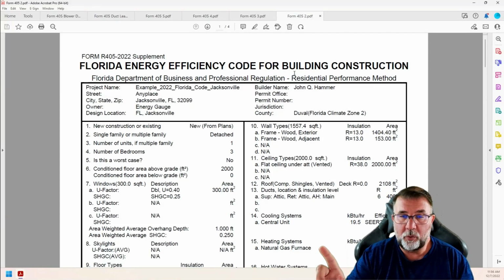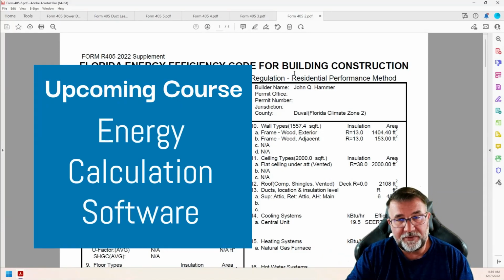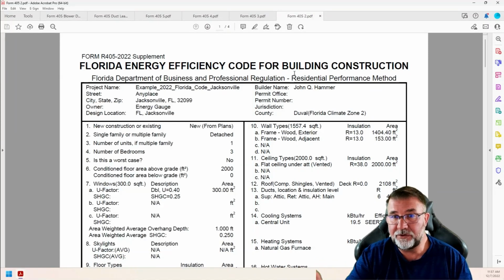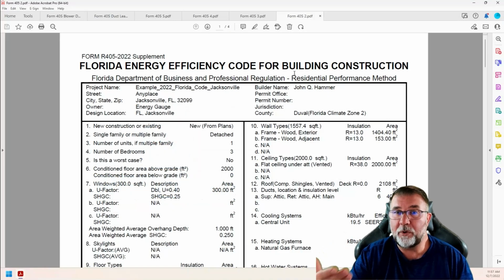The next course we're going to do is going to talk about the different software. Some of the software that we use, you have to purchase, and it can be pretty complex to use. But there is a software that in most states, except for Florida, California, and a couple other states, it's a program called ResCheck. It's free. It can be downloaded or used by the public for you to kind of play around. Now, you can't do your own energy calculations, but you might be able to figure it out to play around. And we're going to show you that in the next video.